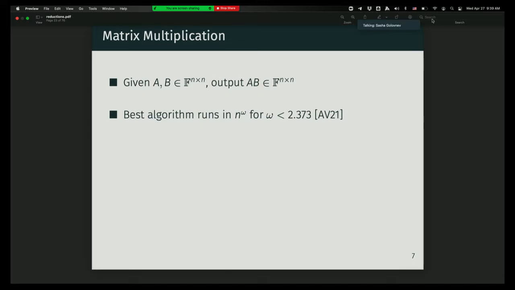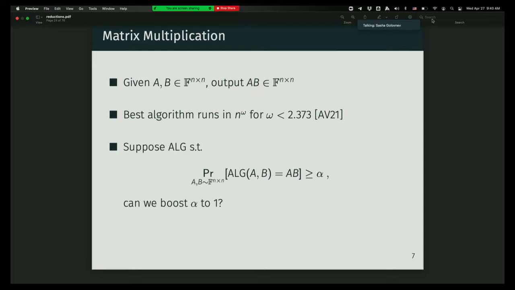So the best algorithm for this problem is currently due to Josh Alman and Virginia Vassilevska Williams. It runs in time n to the 2.37286, I believe. And here the problem we want to solve is the following. Assume you have an algorithm that works only for a fraction of matrices. Can we boost it into an algorithm that works for all inputs? And here, all our techniques work even when alpha is subconstant. Like it might be 1 over 2 to the, say, square root of log n. So we're going to be working with even a subconstant fraction of the inputs, and we'll boost it to all matrices A and B.